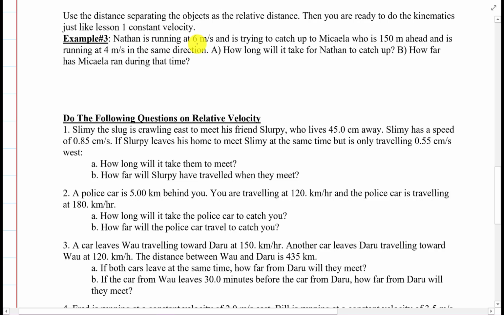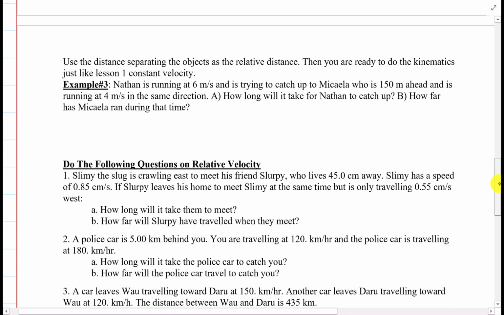Nathan is running at 6 meters per second and is trying to catch up to Michaela, who is 150 meters ahead and is running at 4 meters per second in the same direction. A, how long will it take for Nathan to catch up? And B, how far has Michaela run during that time?